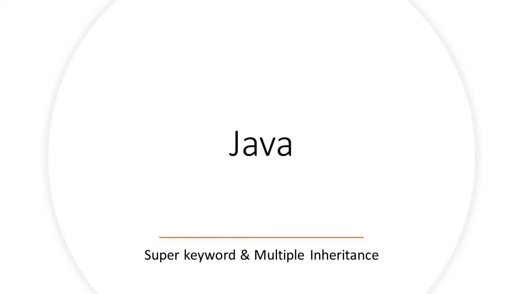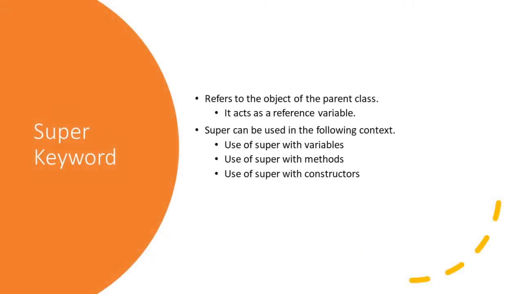Hello everyone. In this video, we are going to learn about the super keyword and how you can perform multiple inheritance in Java. In Java, the this and super keywords are very similar. The super keyword refers to an object of a parent class and acts as a reference variable. It can be used with variables, methods and constructors.